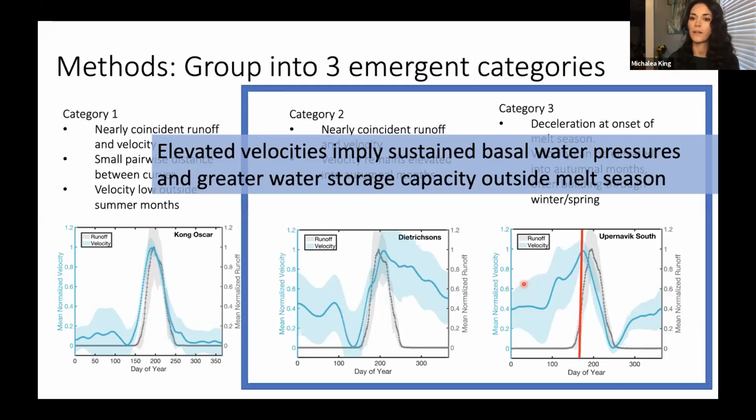Another thing I want to point out is that because of the elevated velocities outside the melt season observed in Category 2 and 3 glaciers, this implies that these types of glaciers are perhaps better equipped to store water outside the melt season. So they're storing water more readily, and that's helping maintain high basal water pressures outside the melt season.